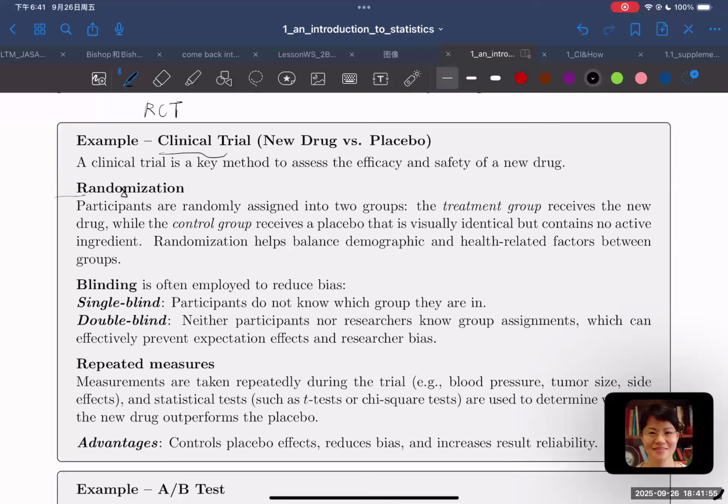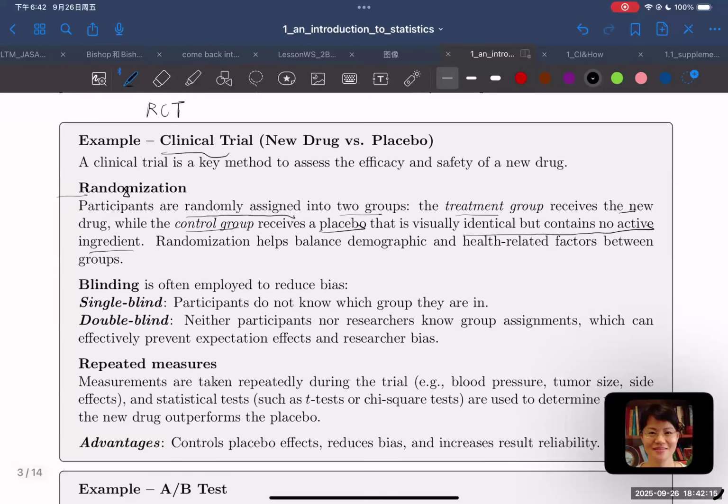Let me explain these words. Randomization means participants are randomly assigned into two groups. The treatment group receives the new drug, and the control group receives a placebo that is visually identical but contains no active ingredient. So if you use an RCT, randomization will help balance demographic and health-related factors between the groups.